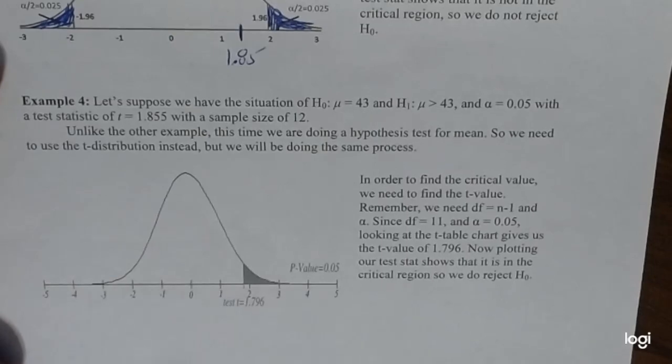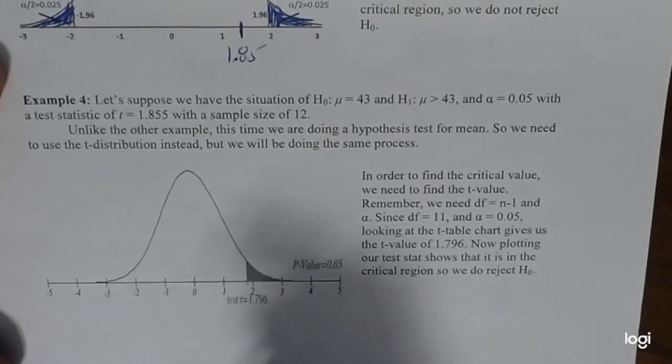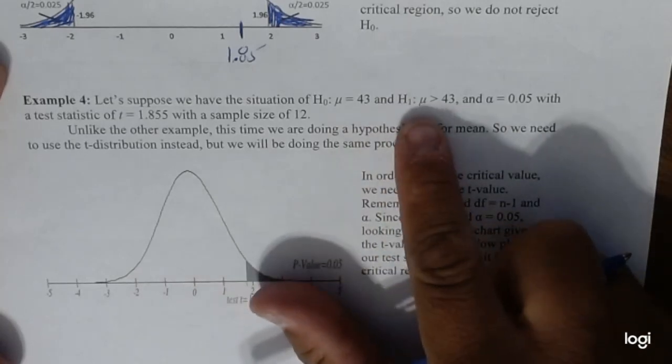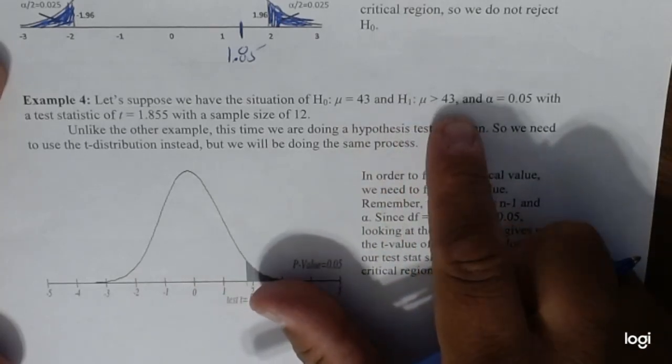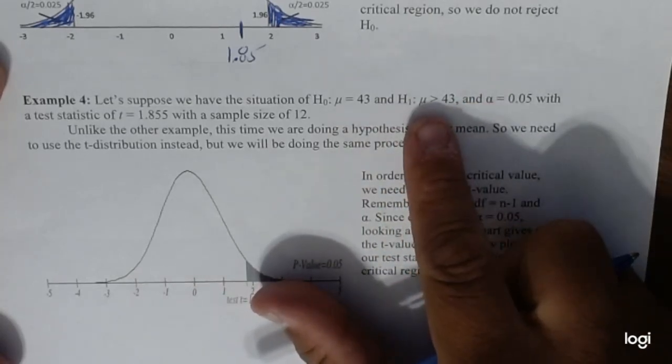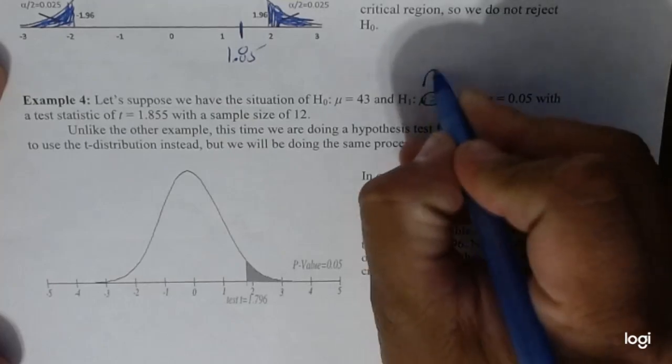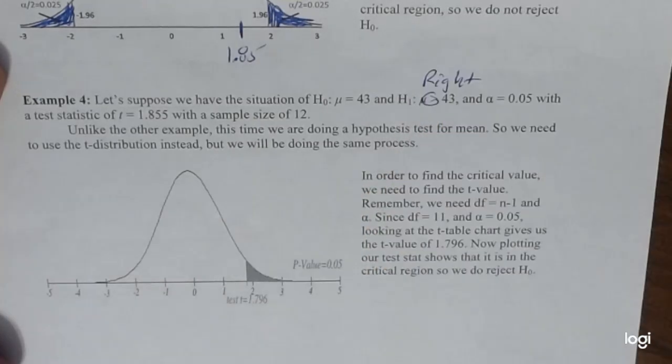So let's look at example 4. Keep going when it comes to finding if we reject or do not reject. Right, so let's suppose we have a situation here. The null hypothesis is mu equals 43. Alternative hypothesis, mu is greater than 43. Pop quiz, what type of test do we have? Hopefully you guys said right tail test, because it's pointing to the right. We should know it automatically.